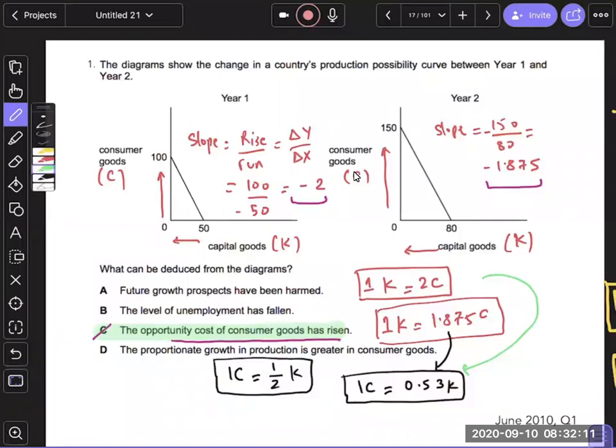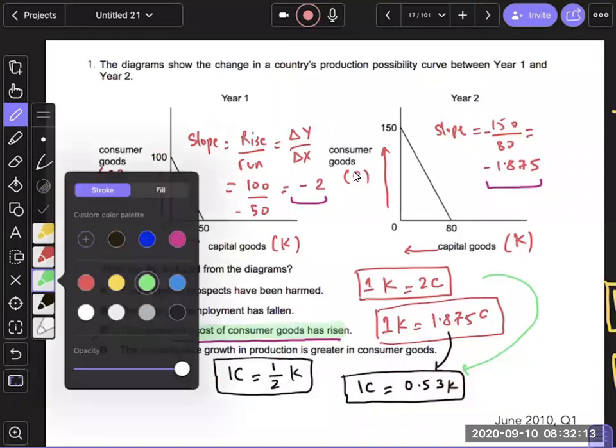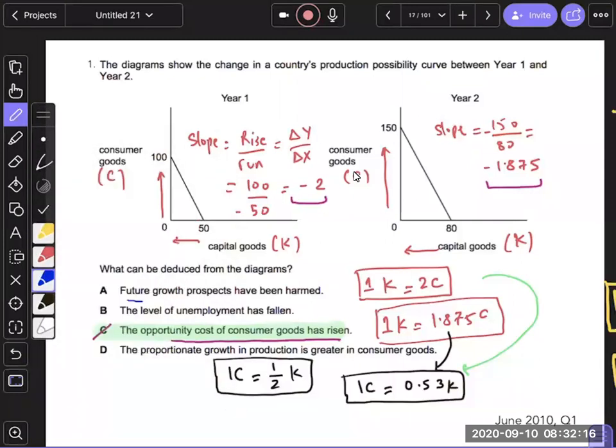Okay, let's look at each answer choice, guys. This one says future growth prospects have been harmed. We don't even know how we can make a claim about it being harmed. This is too much information, and there's nothing that can show us. The level of unemployment has fallen. Why is this wrong? Can somebody tell me why this is wrong?